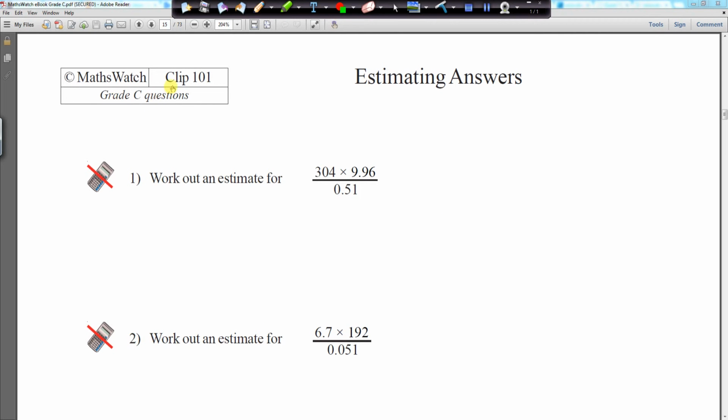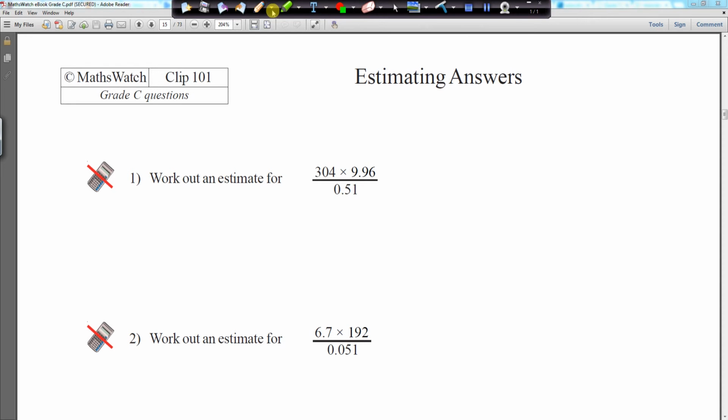Looking at MathsWatch, clip 101, grade C question. This is a replacement for a video that I did, I think it was early last year, using the new technology and hopefully trying to get rid of one or two mistakes that were made in the question in this initial recording. So here we go. Let's see how this goes.